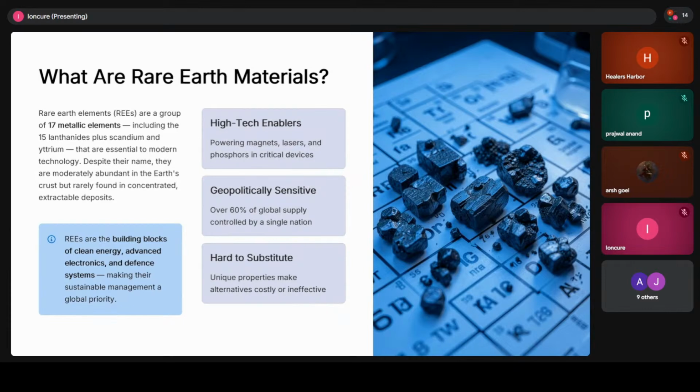One major issue is that the global supply chain is highly concentrated, especially under Chinese control. Another issue is that these minerals are difficult to replace because alternative minerals usually provide lower performance.